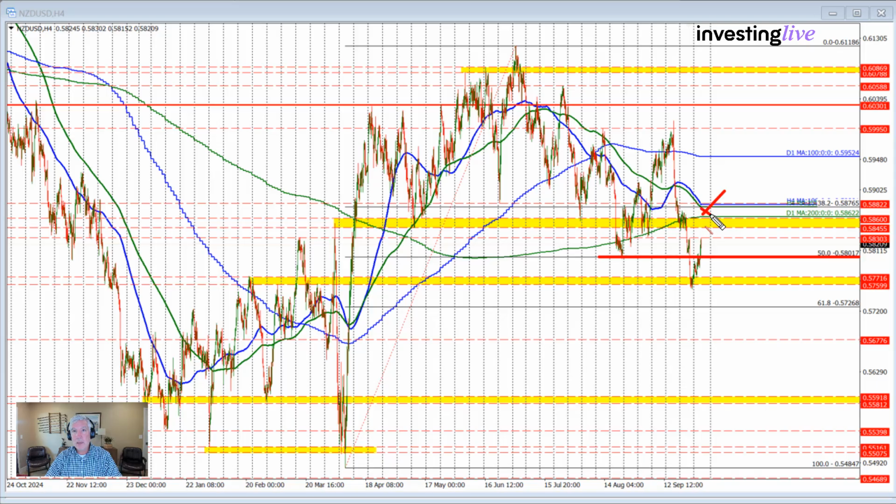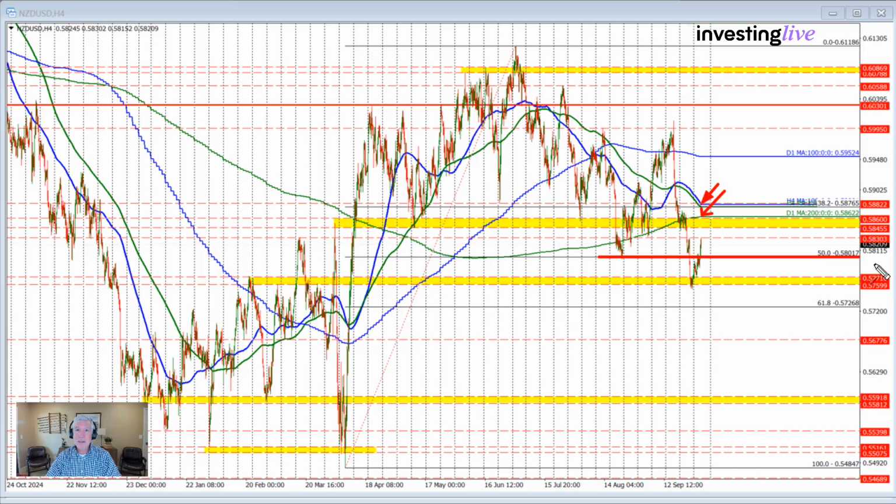I'll just outline the moving averages through here. The 200-day moving average, the 100 and 200 bar moving averages on the 4-hour chart, are all moving back to the downside. We also have this swing area, swing up here, which comes in at 0.5845 or 0.5860.